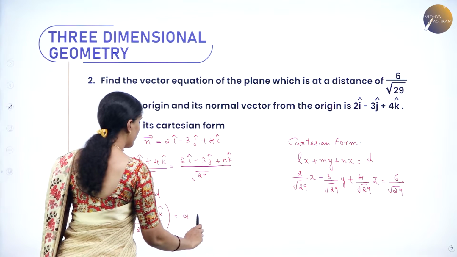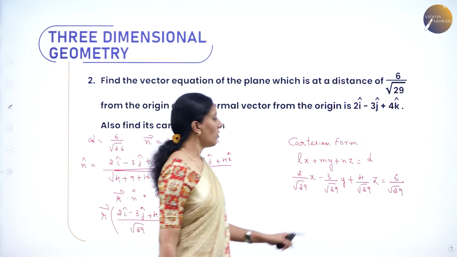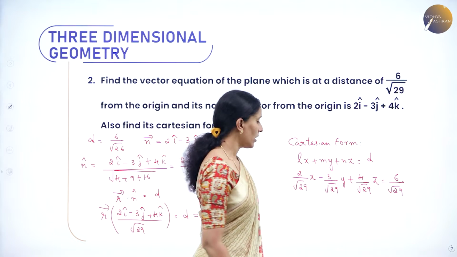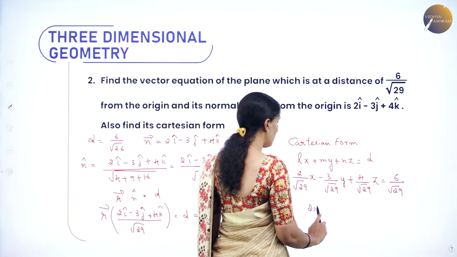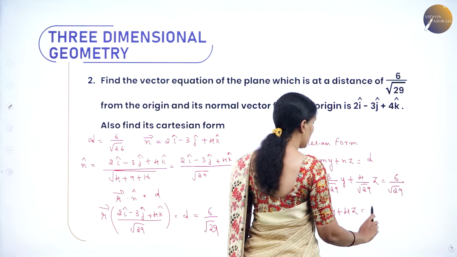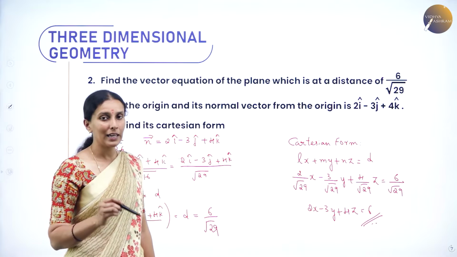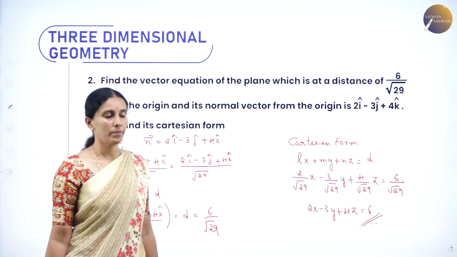So here the value of D can be written as 6 by root 29. Now you can multiply root 29 on both sides, then the equation becomes 2x minus 3y plus 4z is equal to 6. So this is the equation of the plane in Cartesian form.